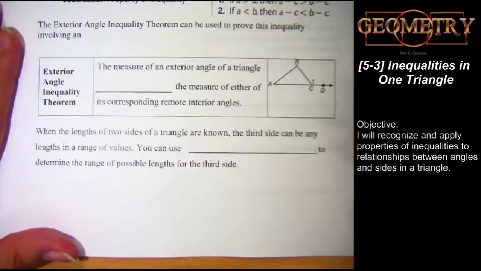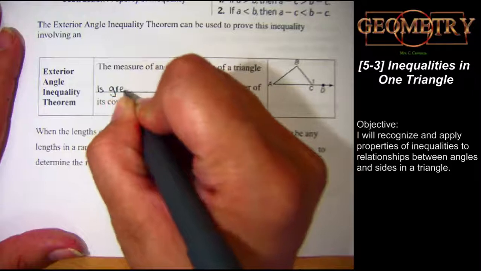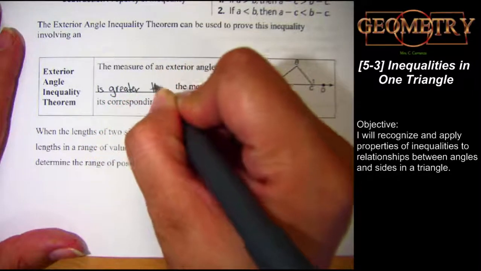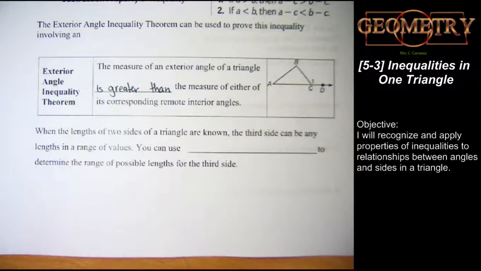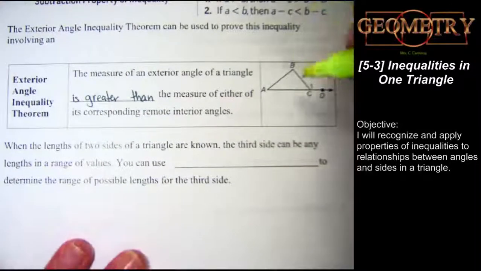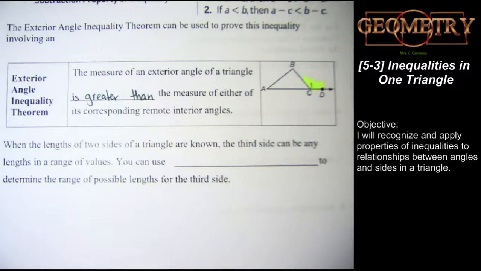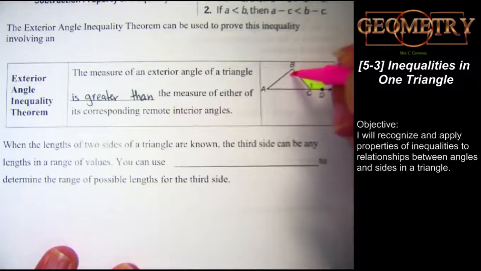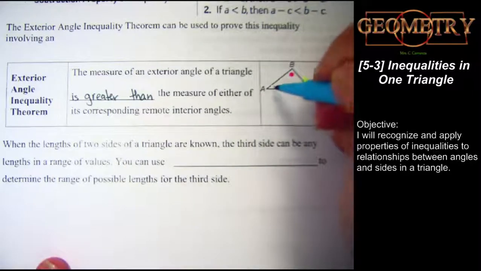And so that is what this theorem, the exterior angle inequality theorem, says. The measure of the exterior angle of a triangle is greater than either one of its two corresponding remote interior angles. So this guy hanging out here is bigger than this guy. And it's also bigger than this guy.